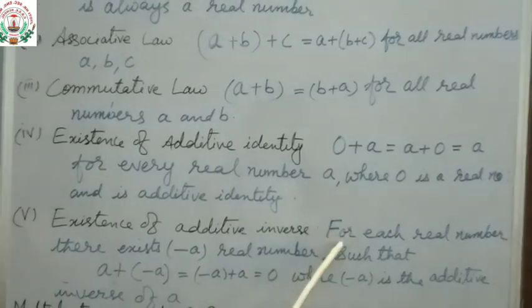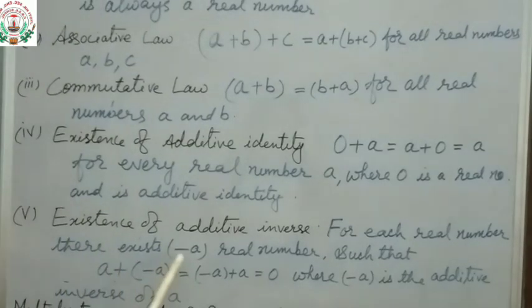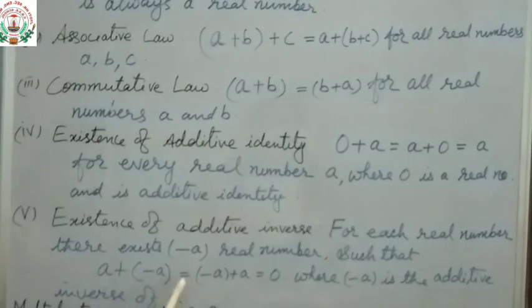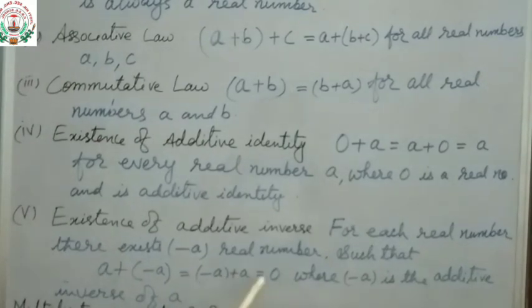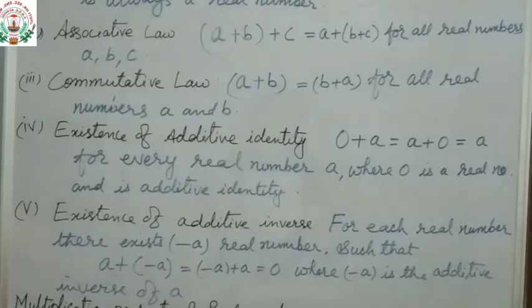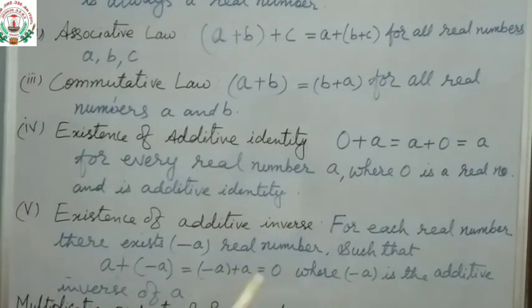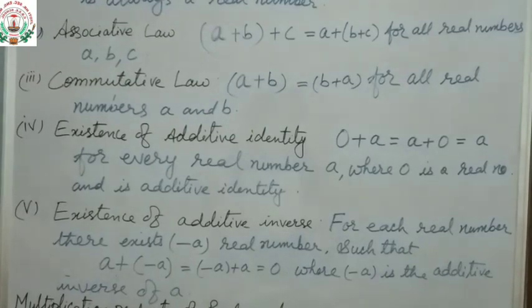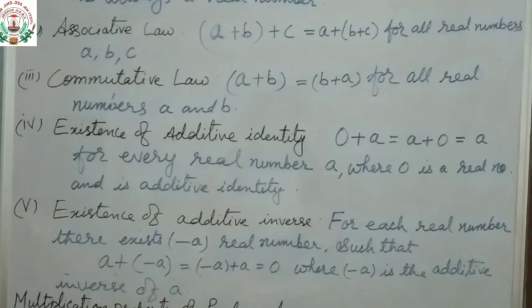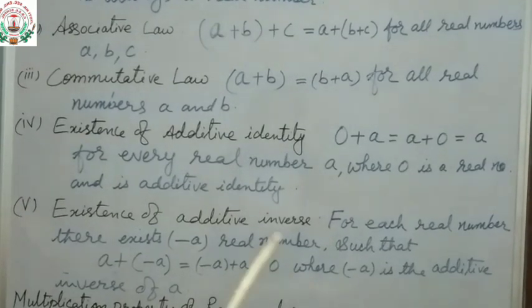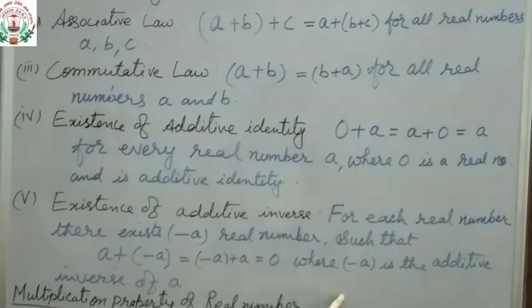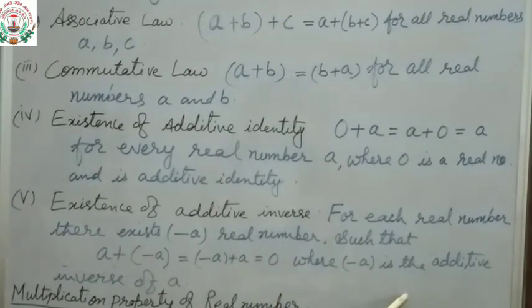Now next one is existence of additive inverse. For each real number a, there exists minus a, a real number, such that a + (-a) equals (-a) + a equals 0. That means any real number you take, for example 1/2, what will be added to 1/2 so that you will get 0? You know that it is minus 1/2. Suppose you took 2, plus of minus 2, what you will get? 2 minus 2 will be 0.